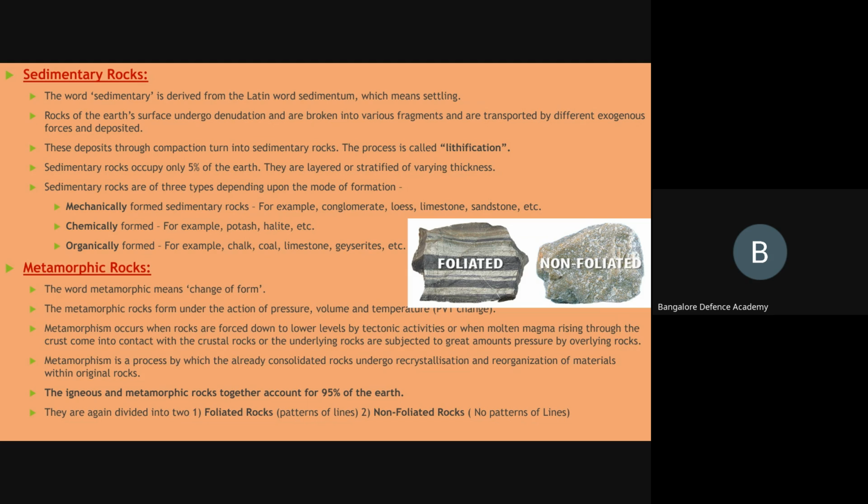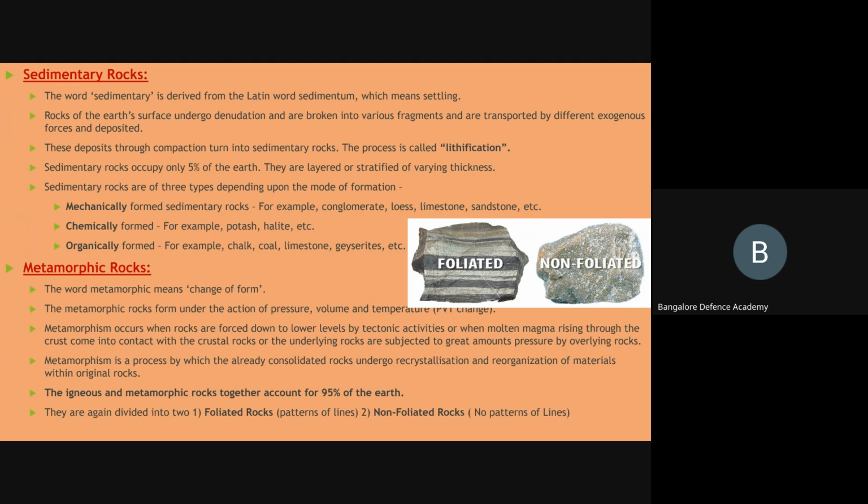These are the examples of your organically formed. Just here you have to remember the examples. I already have some 2-3 questions on the rocks. I will tell you what type of questions they may be asking on this.